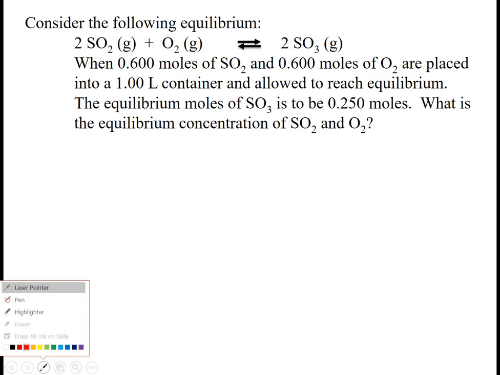So in this problem, we have 2 sulfur dioxides plus 1 oxygen goes to form 2 sulfur trioxides. And it tells me when I have 0.6 moles of sulfur dioxide and 0.6 moles of oxygen placed in a 1-liter container and allowed to come to equilibrium, the equilibrium moles of SO3 is 0.250. So what's the equilibrium concentration of SO2?